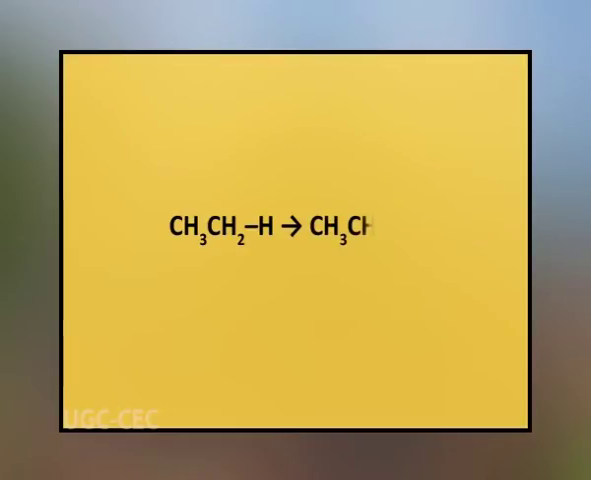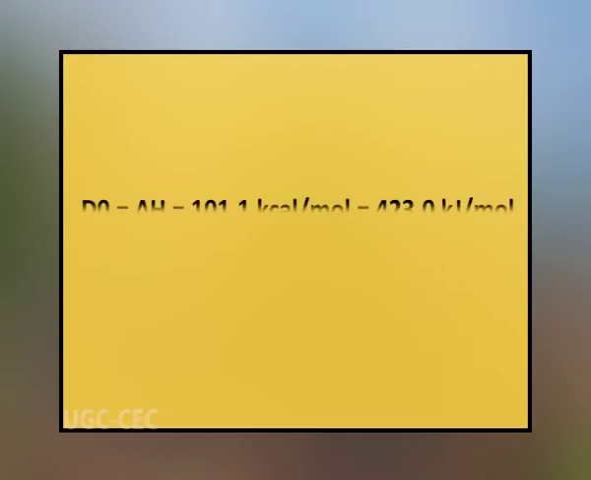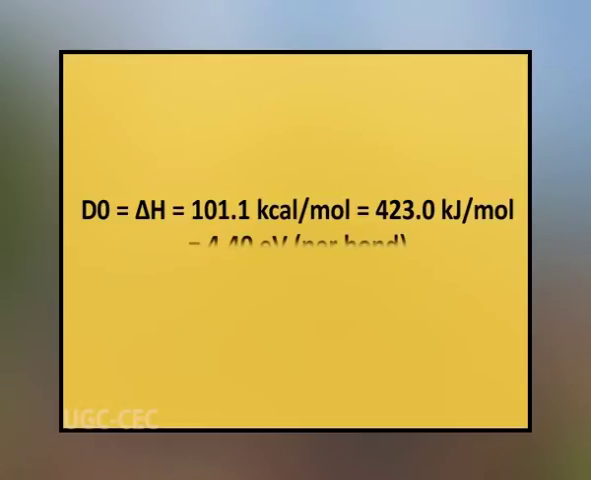CH3CH2H gives CH3CH2 plus H. Here D0 is equal to delta H is equal to 101.1 kilocalories per mole is equal to 423.0 kilojoules per mole is equal to 4.40 eV per bond.